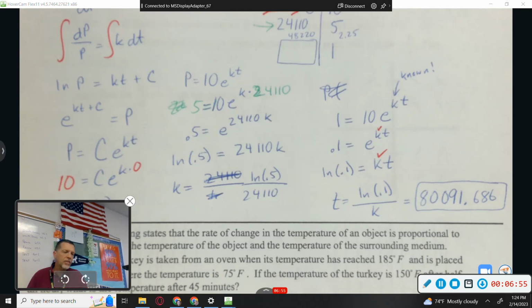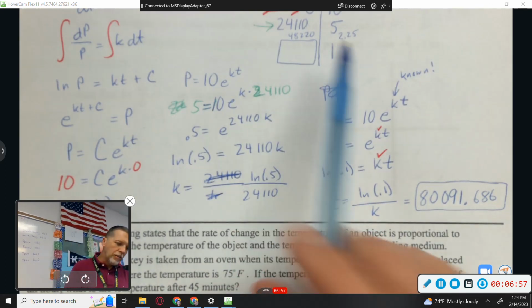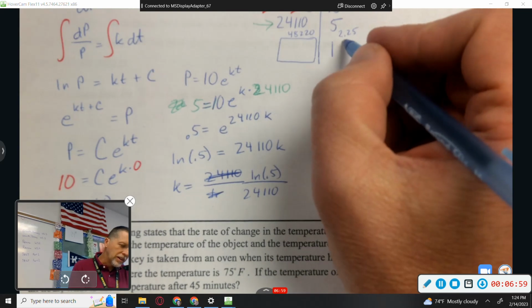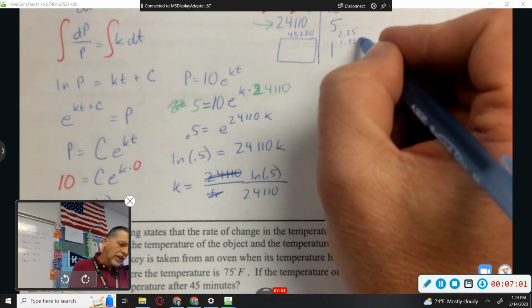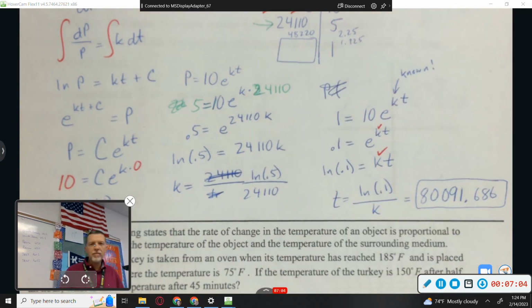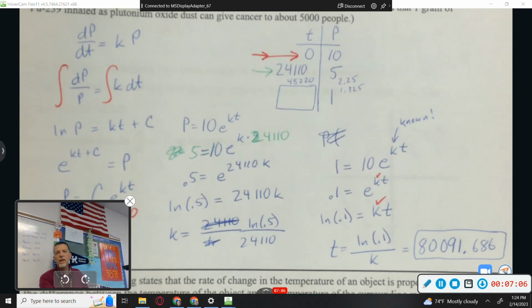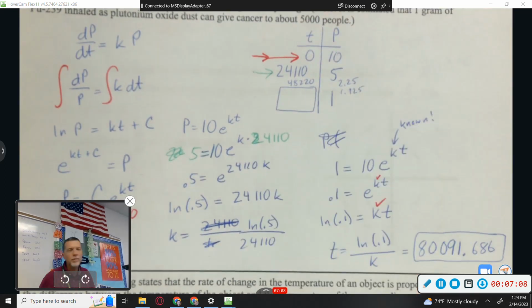So in 80,000 years, and that fits, right? We said at 70,000 years we'd be down to 1.125. So yeah, that makes sense. Again, I like the problems where they give us lots of points because I think you feel good about your answer.